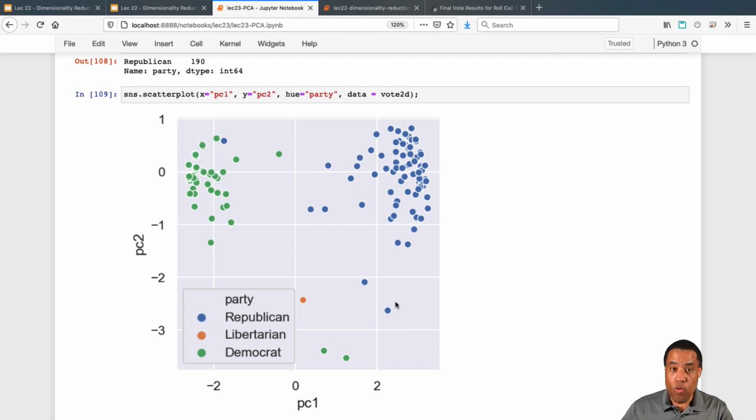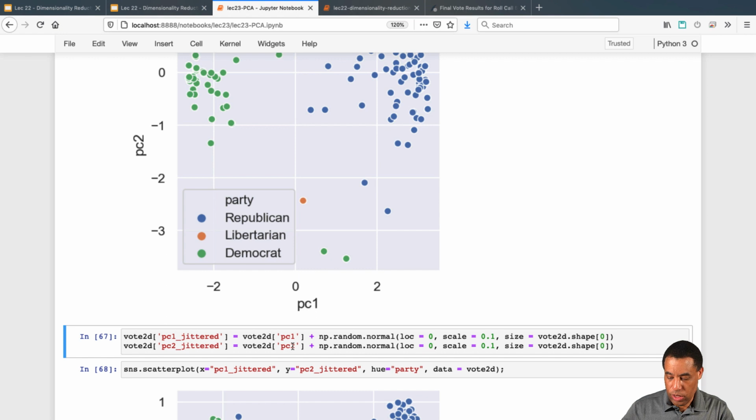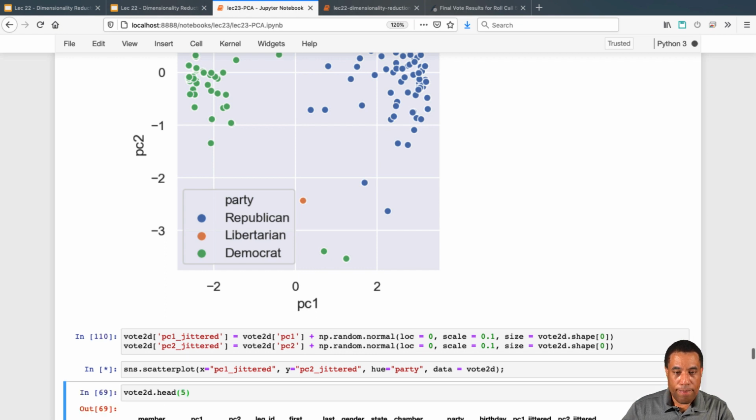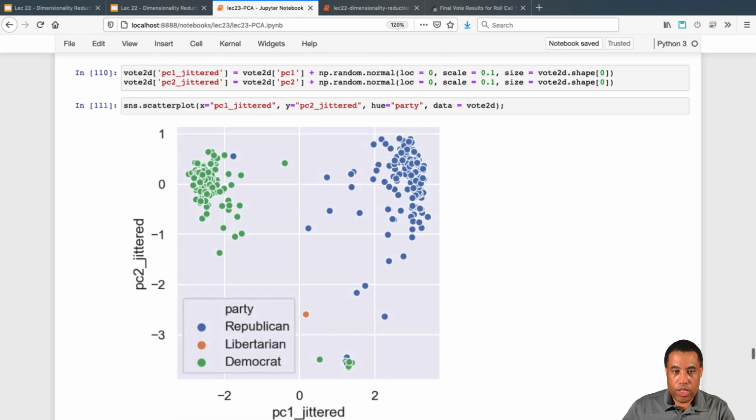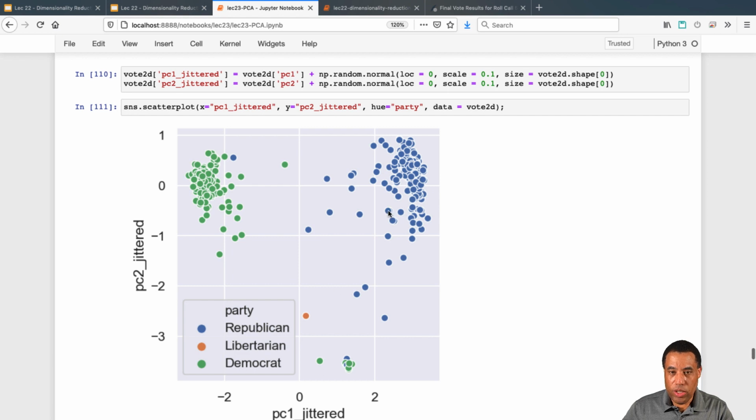Now, there may be some overplotting, so we could do some jittering. And this does help a little bit. We can see the numbers of individuals. Now it becomes a little bit more apparent how many people we have in each location by doing that jittering. We can see actually there are quite a number of Democrats down here with our second principal component less than -2.